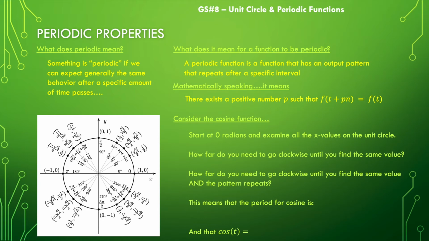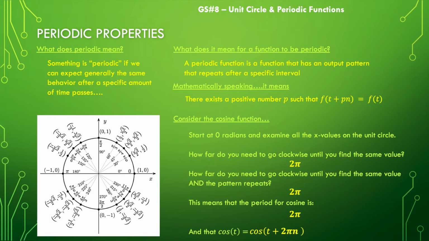It takes us 2 pi radians for us to get all the way around. And so that means that if I'm interested in the cosine of t, it will be the same as the cosine of t plus 2 pi times n, with 2 pi here being that period. I can multiply that by any integer that I want, and the output values will be the same.